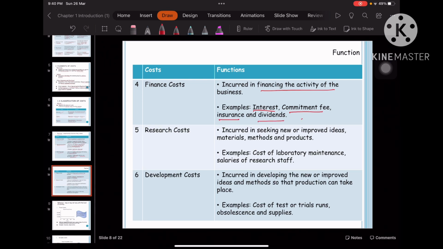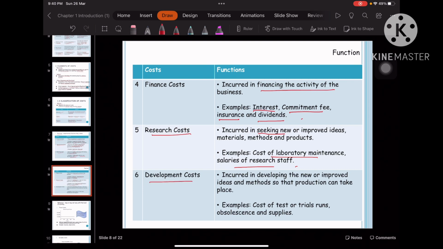All right, then the research cost is actually if the company would like to seek new ideas or to seek improvement. So this one falls under research cost, something like the laboratory maintenance, salaries of the research staff and so on, to find new ideas to make sure that the product will not be obsolete and so on.